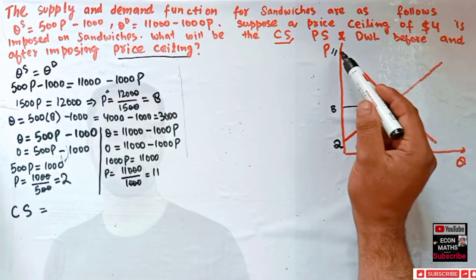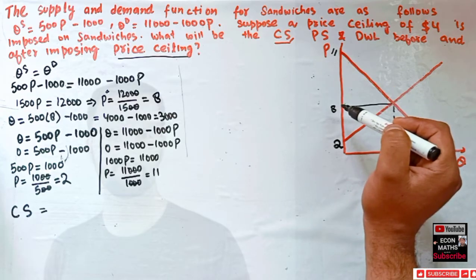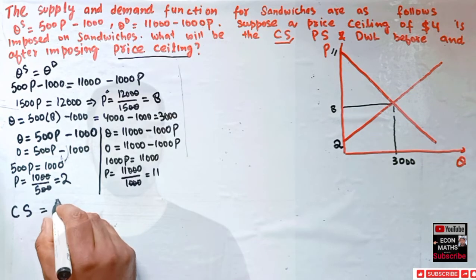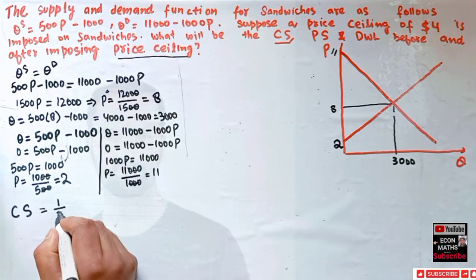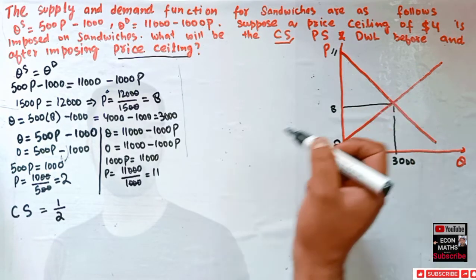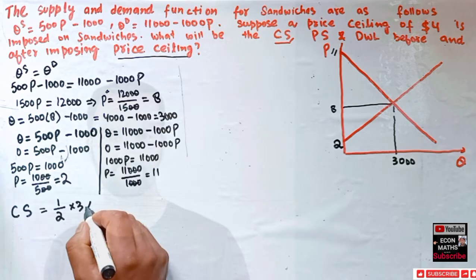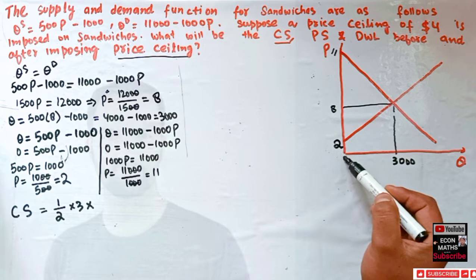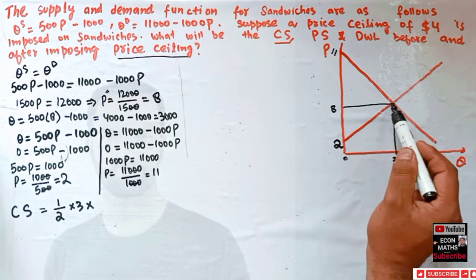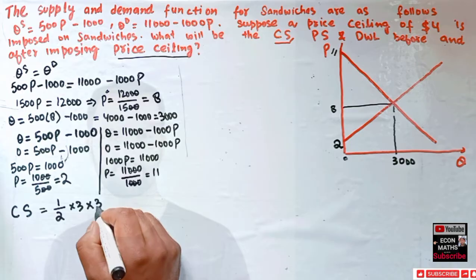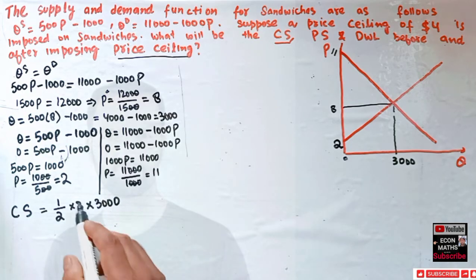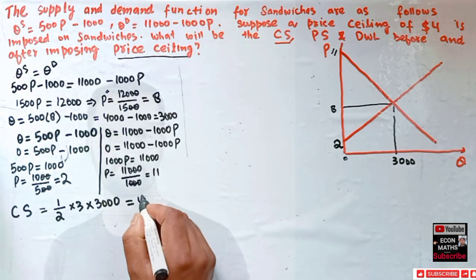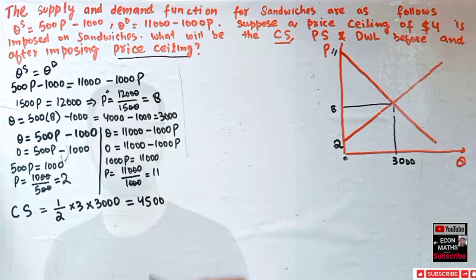What is the height? 11 minus 8, that is 8, 9, 10, 11, so we have 3 here. And we know the area of a triangle is equal to 1/2 of base into height. Our base is 3. Height is 3000, because if it is 3000 here, it will also be 3000 here. So 3000 into 3 is 9000, divided by 2 is 4500. Okay, this is our consumer surplus.